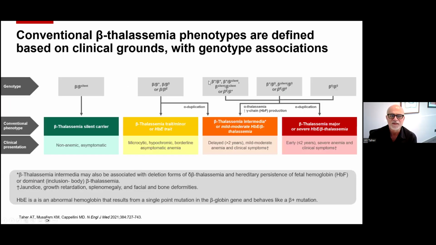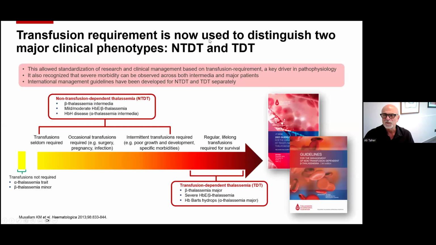Previously, we used to divide the patients and talk mostly about genotype and phenotype, like beta 0, beta plus, beta plus, beta plus, beta 0, and relate them to the phenotype like carrier, intermediate, and major. Until recently, like 10 years ago, when we started to use the transfusion requirement as a key driver to the pathophysiology, which allowed us to standardize this disease more easily and divide it into non-transfusion dependent and transfusion dependent. So NTDT versus TDT.